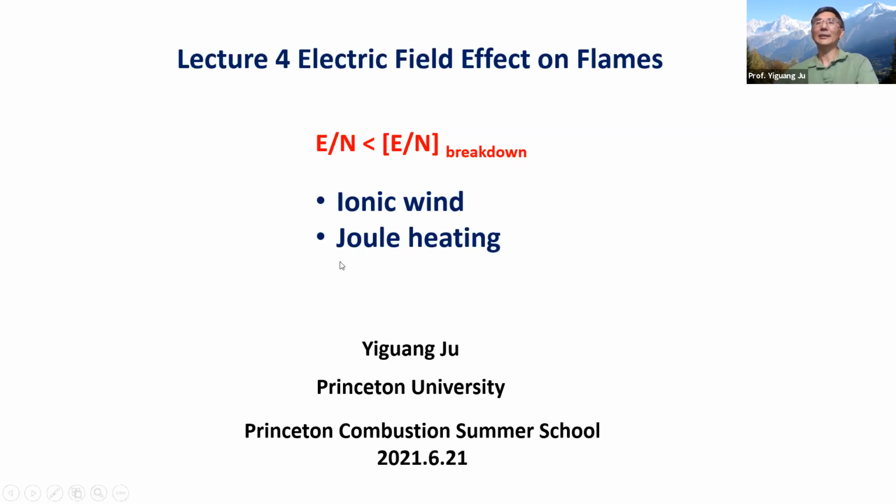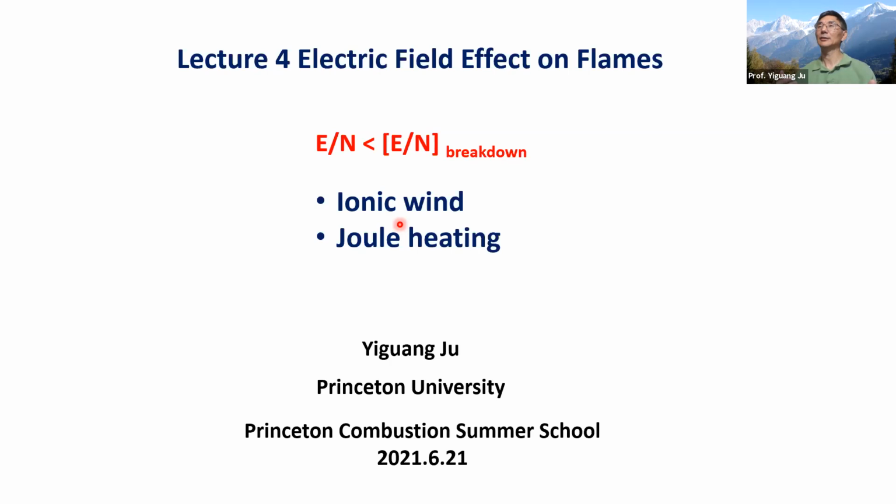So the electric field effect in plasma-assisted combustion or flow control arises because when the electric field is not strong enough, there's no breakdown, but it still generates that electric field. Therefore, you have two effects. One is the ionic wind. The other is Joule heating. Of course, ionic wind will change your mixing between fuel and air, change the velocity and flow pattern, change your flame geometry, change your soot emissions because of mixing, and change a lot of things.